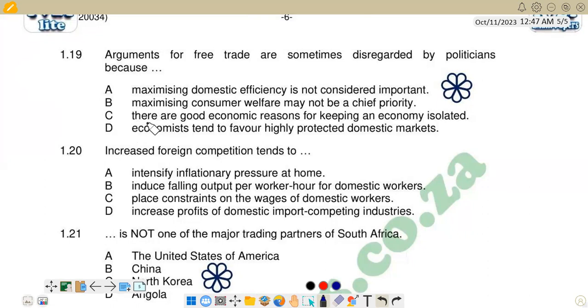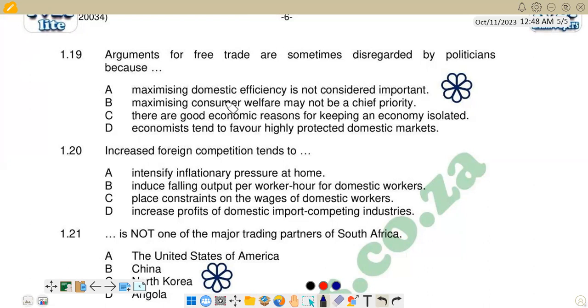Maximizing domestic efficiency is not considered important. Usually, it is considered to a certain extent when we are engaging in free trade. Domestic production is always key. So we can leave A.